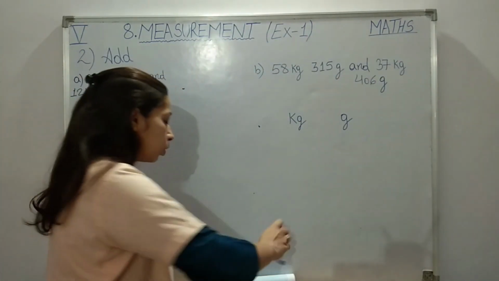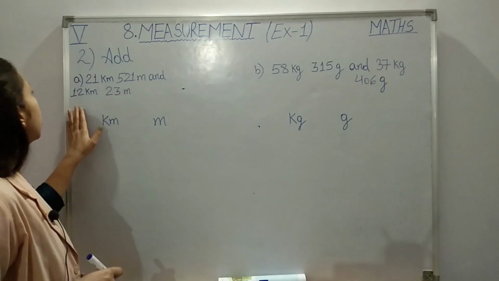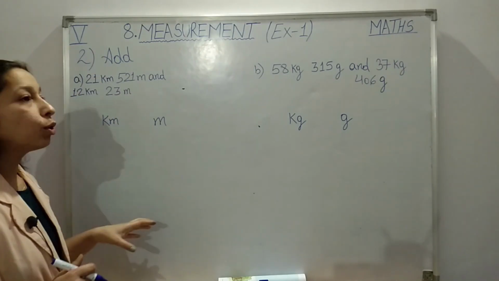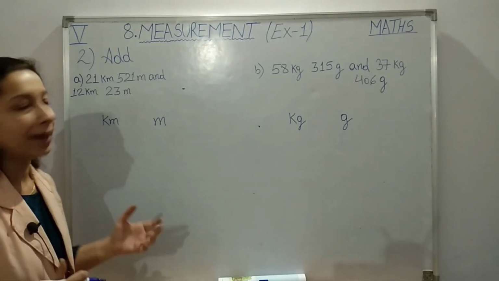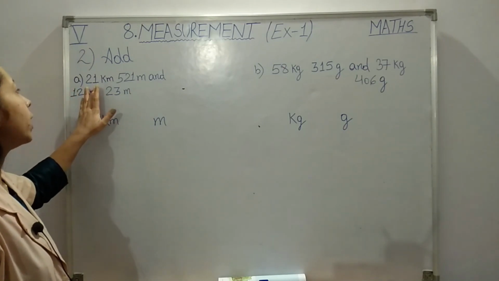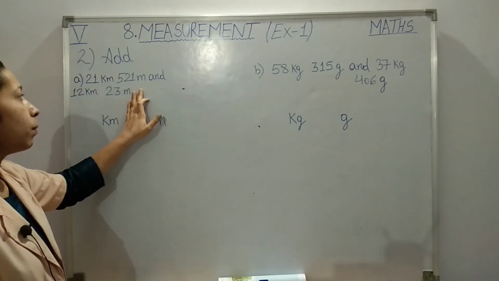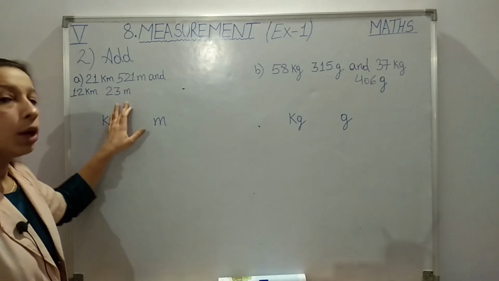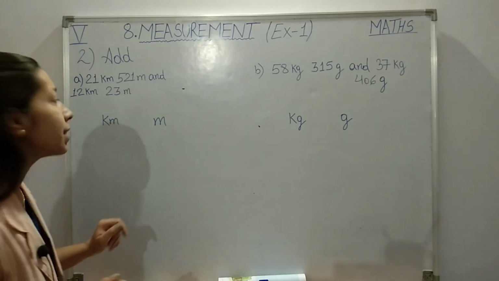I have already written the question on the board, you can see add. So what are we going to add here? We are going to add the measurement, students. Let us see. 21 kilometers, 521 meters and 12 kilometers, 23 meters. So let us see, students.